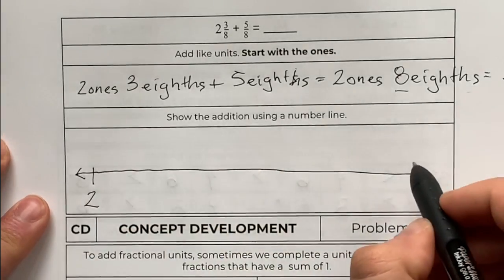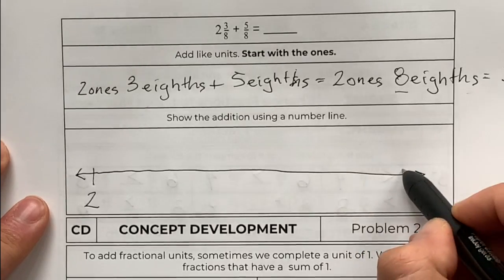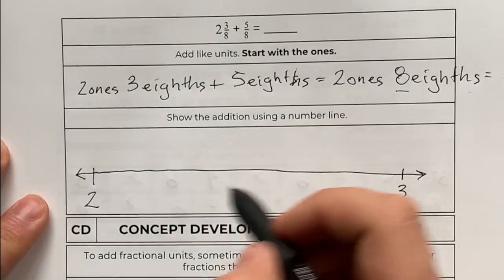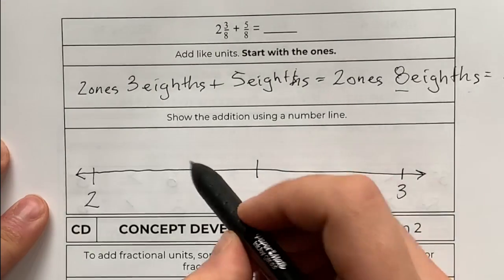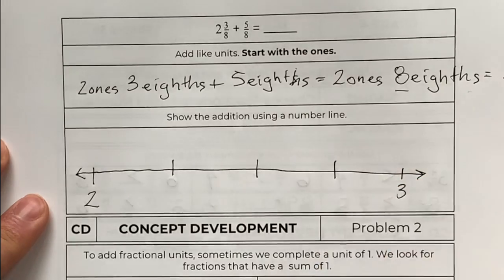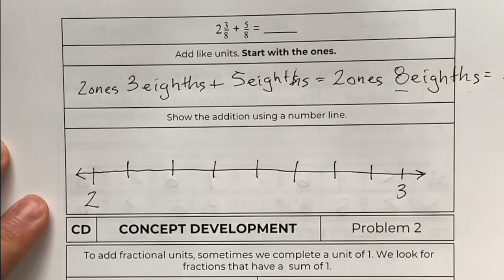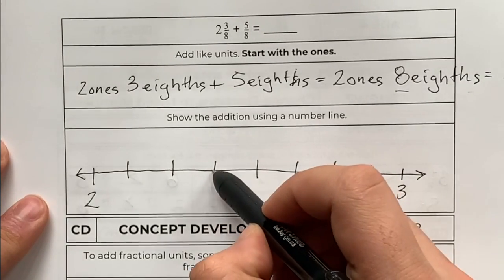So I have my 2, and I have my 3, because I know that's going to be the answer. In the middle, I have my half. If I split my halves in half, I have a fourth. Split that one more time, I have eighths. I start at 2 3/8.